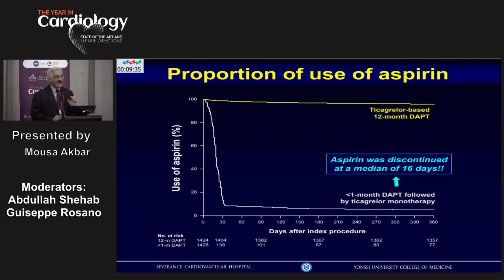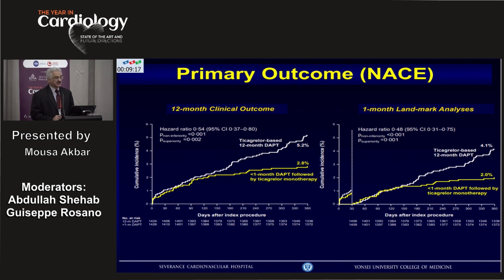Now, the median use of aspirin, ladies and gentlemen, is 2 weeks, 16 days. Less than 10% of the total population reached 30 days, so 90% went to the median of 16 days. And what it showed, ladies and gentlemen, is the NACE, the net adverse clinical outcome, showing that in the less than 1 month monotherapy, the yellow line, events were 2.8 versus the usual 5.2, with a hazard ratio of 0.54. That is about a 46% relative risk reduction, meeting both non-inferiority as well as superiority, with landmark analysis of 1 month and onward showing separation of the curves.